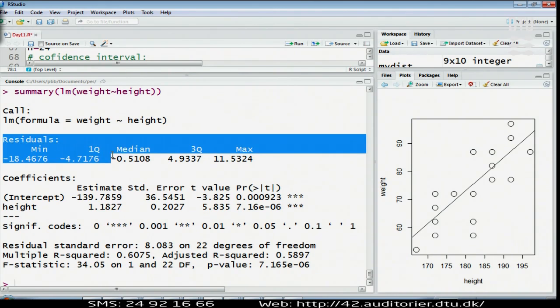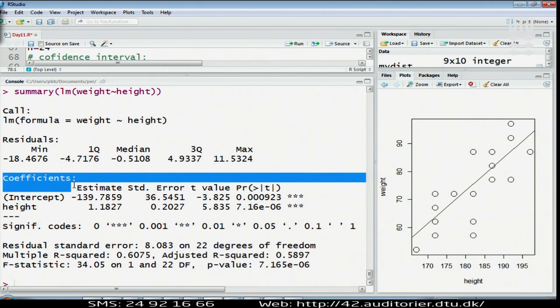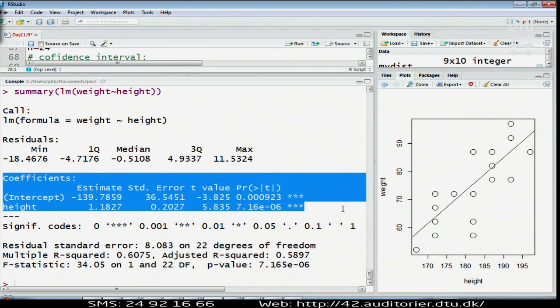It tells some stories about the residuals. Residuals are the deviations from the line. So it gives a bit of indication that the smallest residual, the smallest guy on weight, is 18 kilos below what is expected by the line. The heaviest, weirdest guy, or girl here, is 11 kilos above what the line is expecting, and so forth. And here is the important thing, given the intercept and slope that I told you.